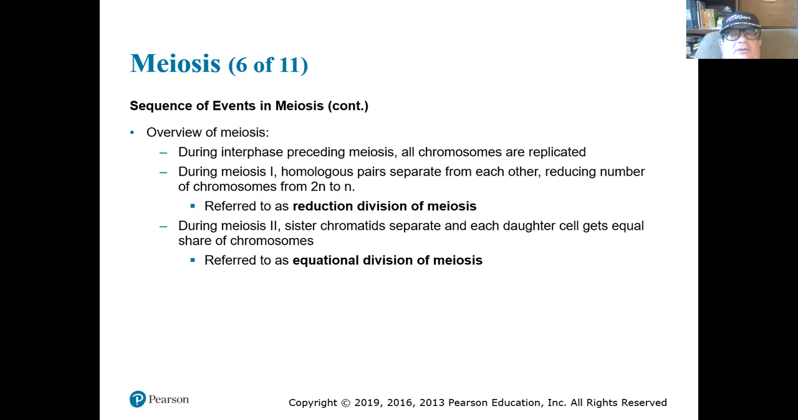And so they're referring to the first division as a reduction division because you reduce the number of chromosomes, and the second one as equational because you get equal amounts. It's a method. I'm not going to use either of those terms on the test, though.